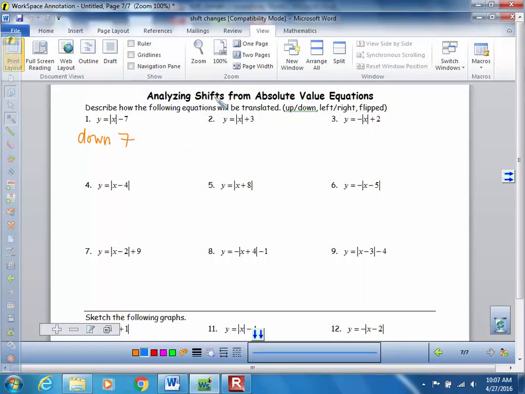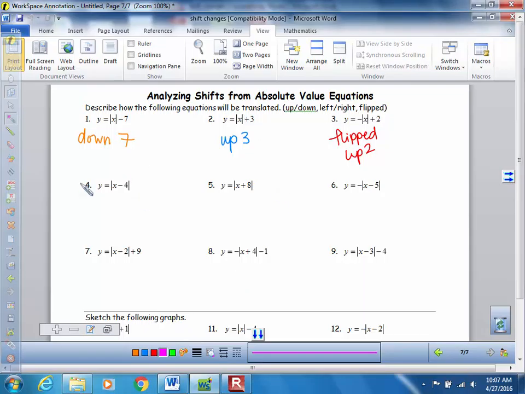Okay. What about number 2? Up or down? Up 3. Did it move right or left? Okay. Number 3, what happened there, Haley? In number 3, what happened? It's flipped. There is no x value, and it's positive 2. So does that mean it went up or down, right or left? Up 2. Very good.